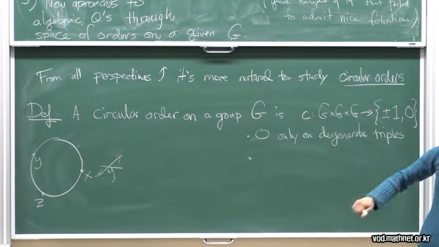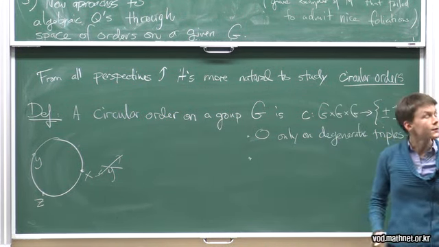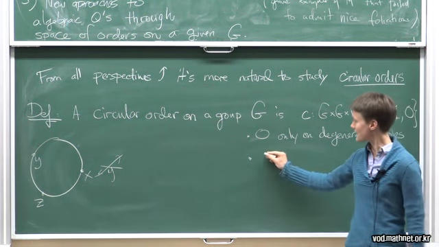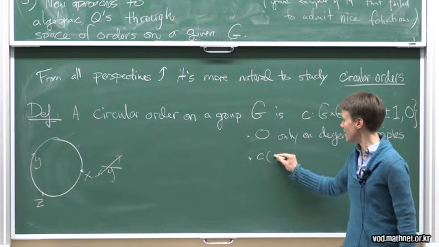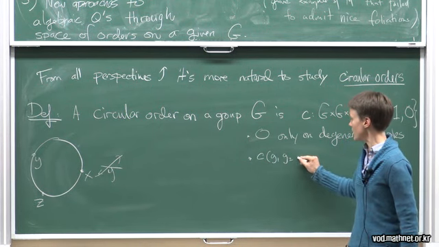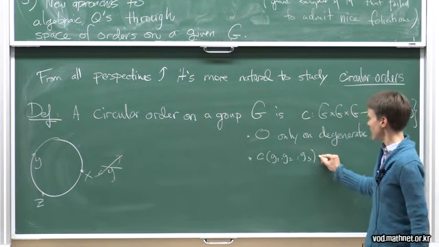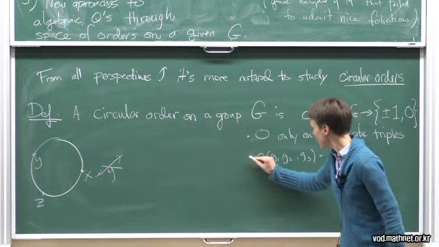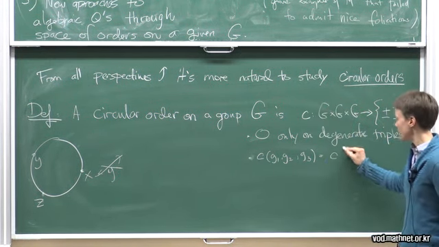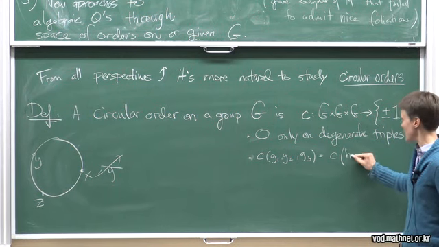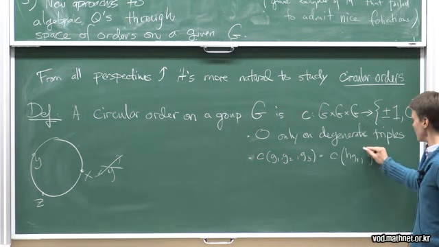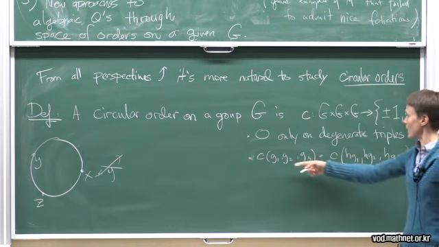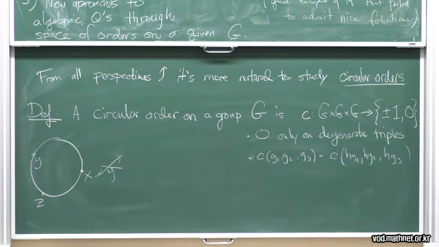Like the linear order, I have a group, not just a set, so I want it to respect the group multiplication. I require this to satisfy C of g1, g2, g3 is equal to C times, I don't know, hg1, hg2, hg3 for all g1, g2, g3, and h in your group.